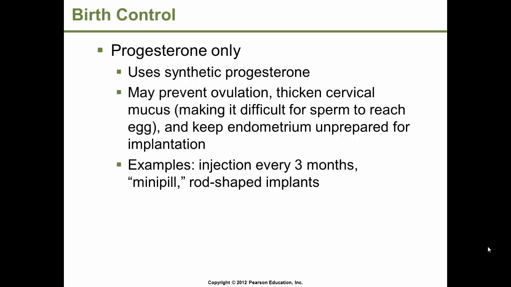Progesterone only birth control uses synthetic progesterone, and may serve to prevent ovulation or thicken the cervical mucus, which makes it difficult for the sperm to fertilize the egg. It also serves to keep the endometrium unprepared for implantation, so it does not provide a favorable environment for implantation to occur if fertilization were to occur. Because estrogen is not used, it keeps the endometrium from properly preparing for implantation of the embryo.